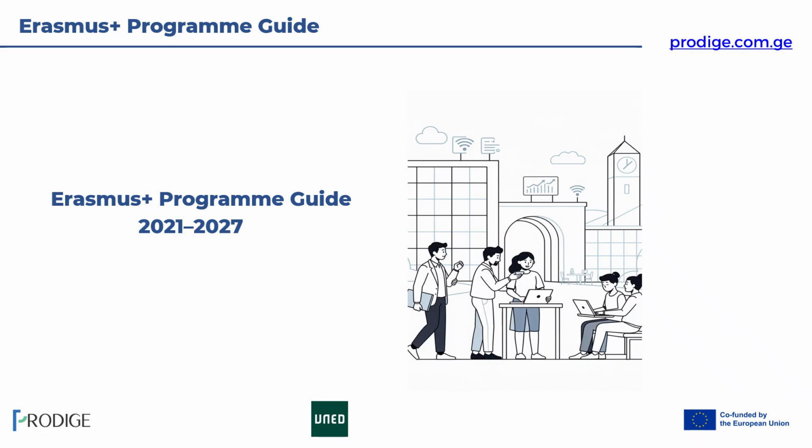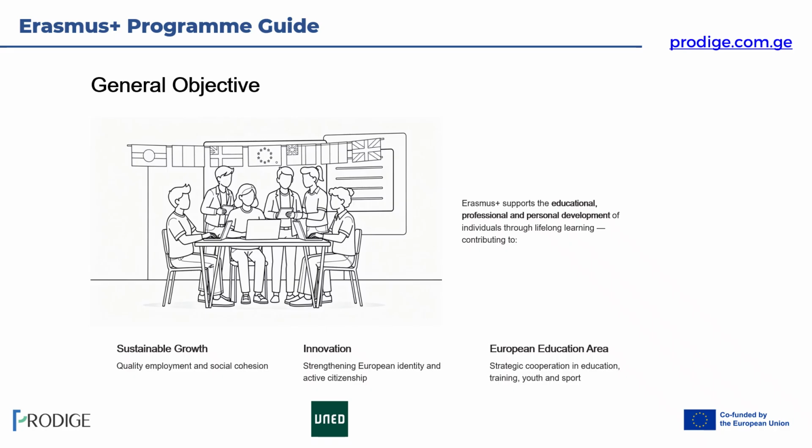Today, we will explore the core objectives and strategic priorities of the Erasmus Plus program. This program is not just about travel, it is a vital tool for personal and professional growth through lifelong learning. The general objective of Erasmus Plus is to support the educational and personal development of individuals in education, training, youth, and sport. By doing so, the program contributes to sustainable growth, quality employment, and social cohesion within and outside Europe. It serves as a key instrument for developing the European education area and fostering a strong European identity.